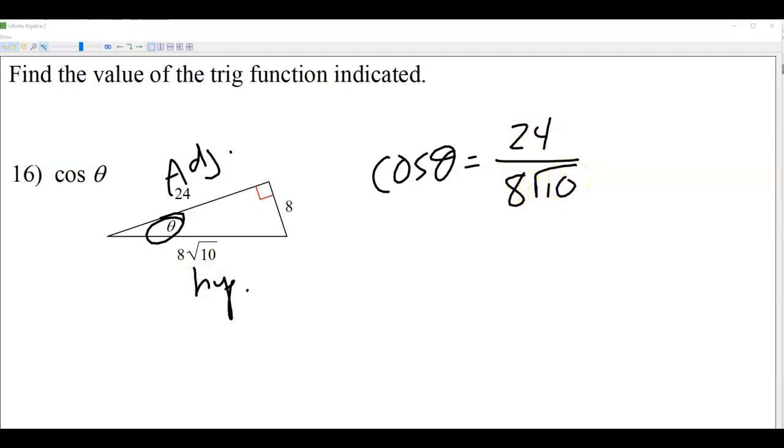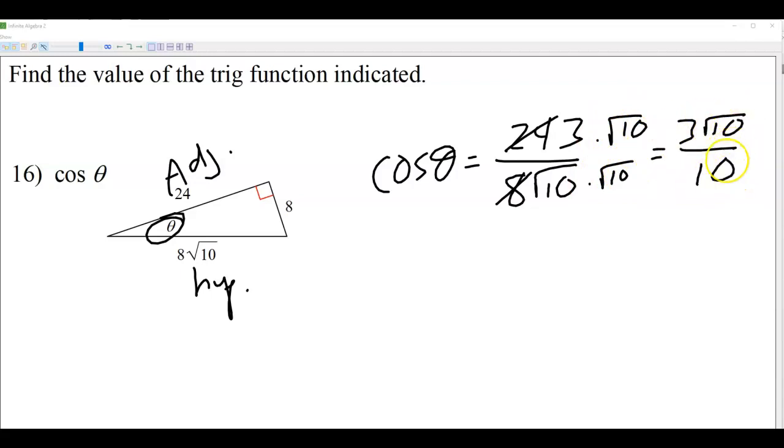Now in this case, we're going to have to simplify this one a little bit. I know that 8 goes into 24 3 times. So now I've got 3 over the square root of 10. But another thing that we have to keep in mind is we're not supposed to leave square roots in the bottom. So I'm going to multiply the top and the bottom by the square root of 10, which will give me the following. And at that point, we're as simple as we're going to get. So that is going to be the cosine of angle theta there.